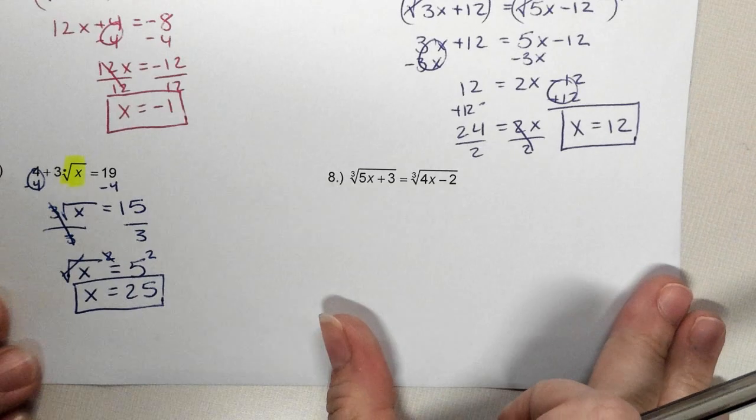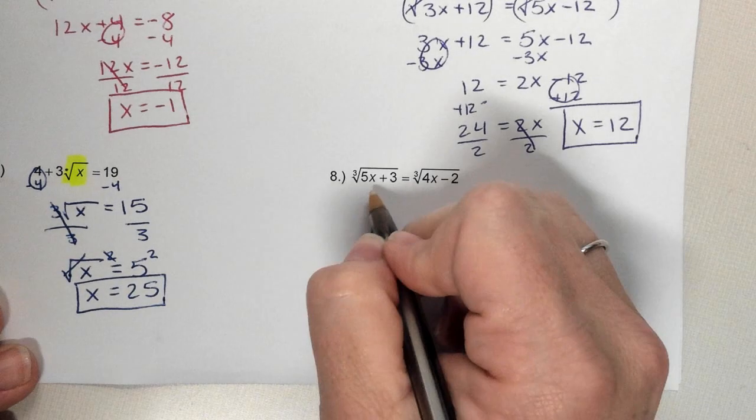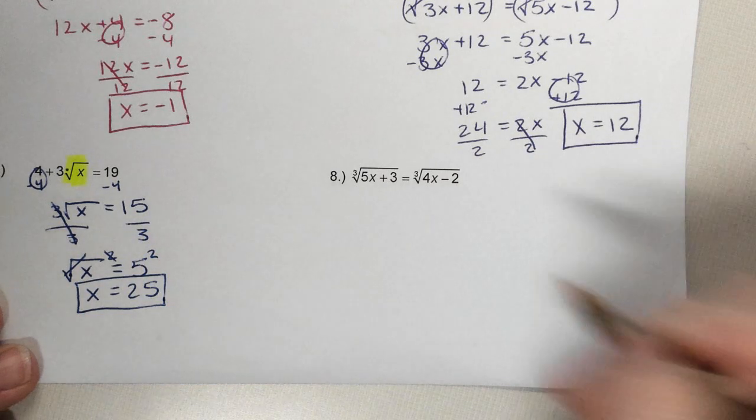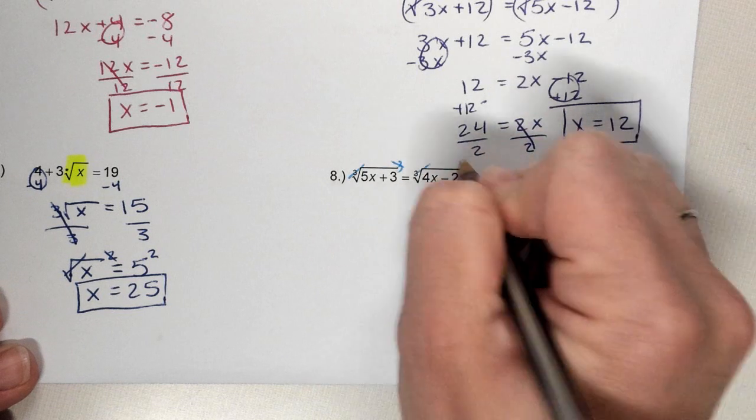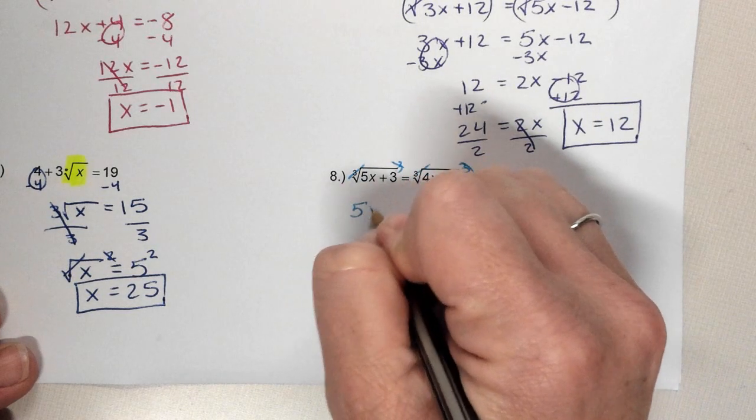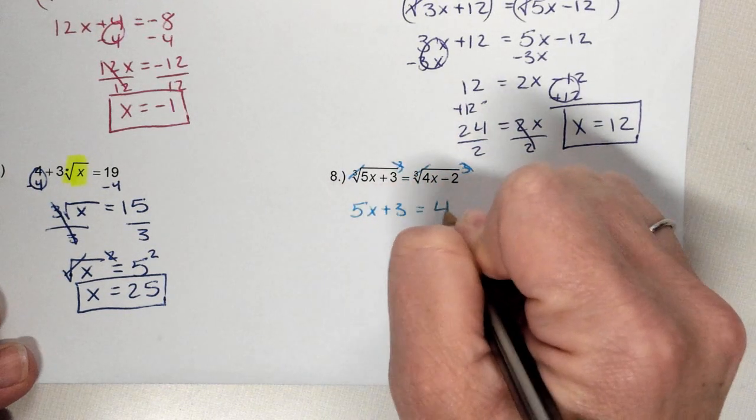Okay, well number 8 is perfect. It's already set up for us. We have a cube root equals another cube root with nothing extra. So we're just going to cube both sides. Cube root cancels the cube, and I'm left with 5x plus 3 equals 4x minus 2.